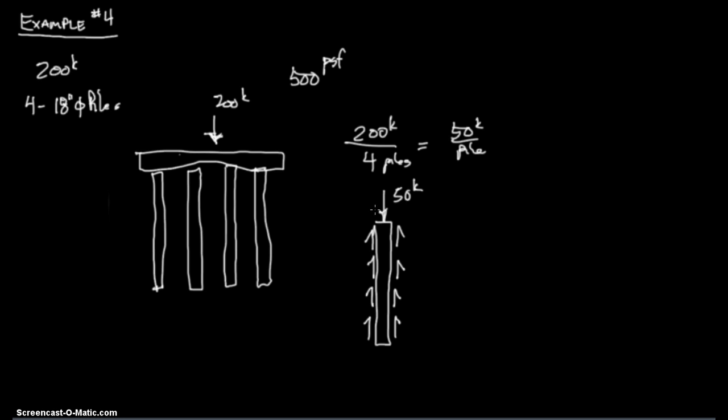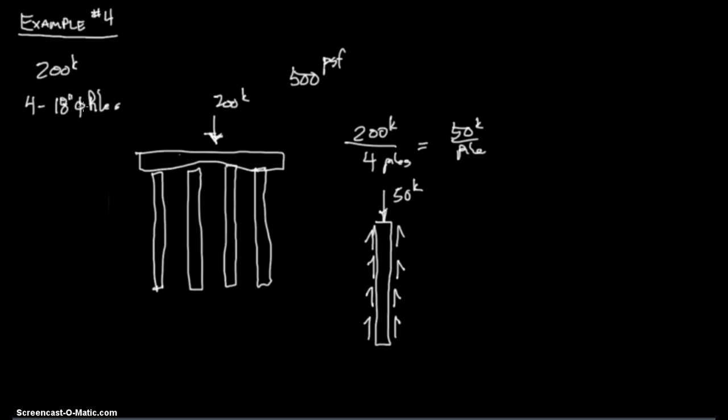So we are doing skin friction, and the allowable skin friction is 500 pounds per square foot. So I guess the number one thing is I would figure out how deep this needs to be. How long do these piles need to be? So what are we getting per foot? Okay, well, let's go over here.